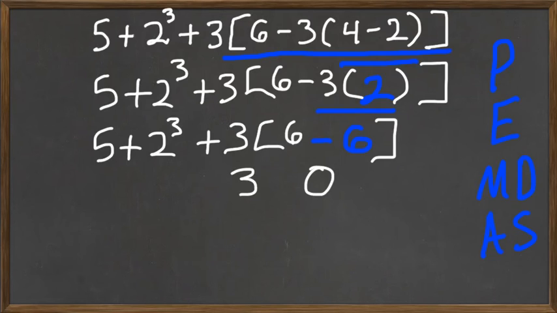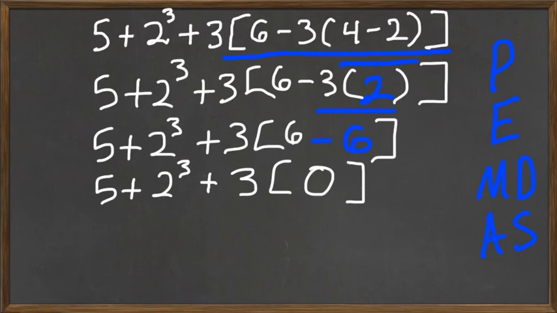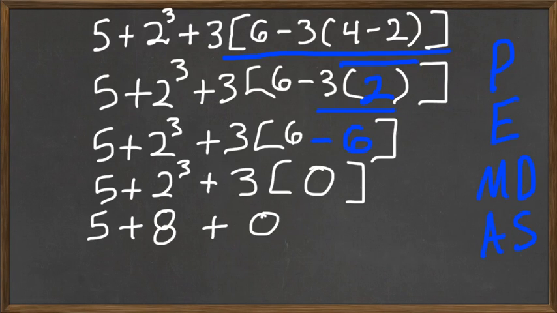So we're going to end up with 3 times 0. And then we could do that. 3 times 0 would be 0. And we also have 2 to the third, our exponent. 2 to the third is 2 times 2 times 2. 2 times 2 would be 4. 4 times 2 would be 8. And then we have the 5. And then we can add them up, 5 and 8, and we get 13.